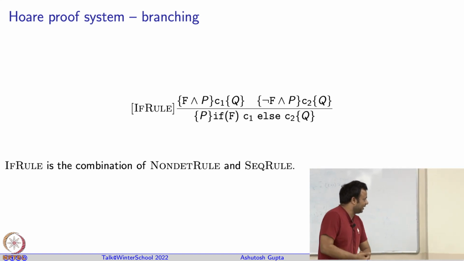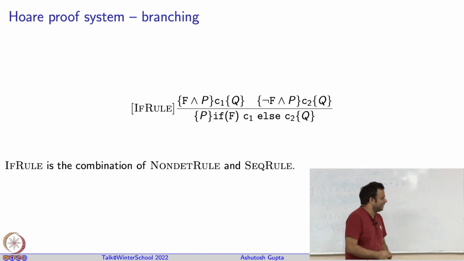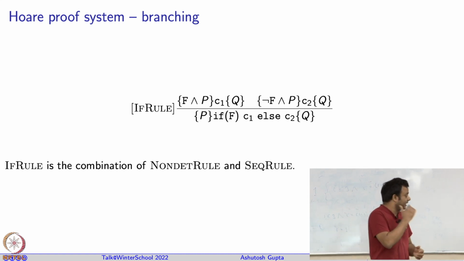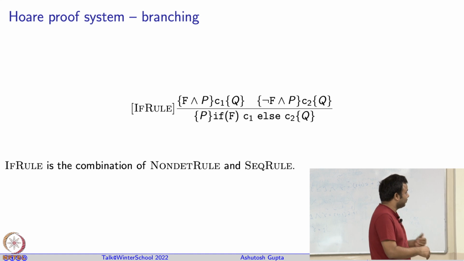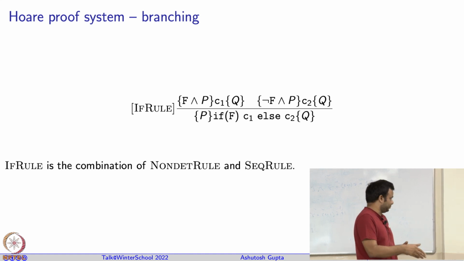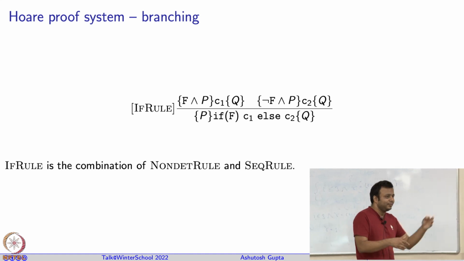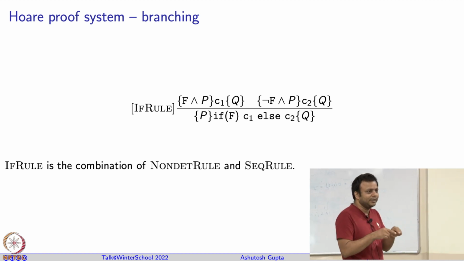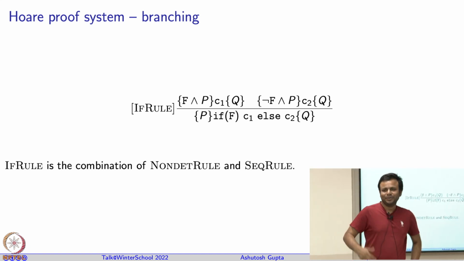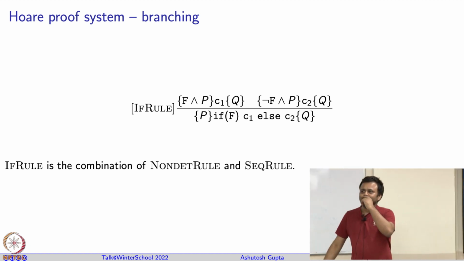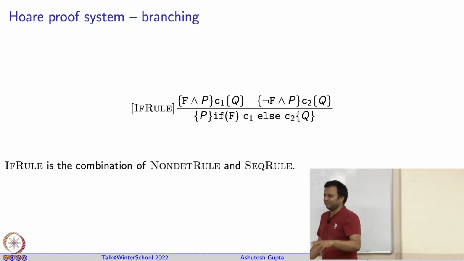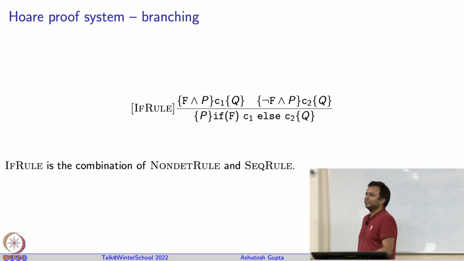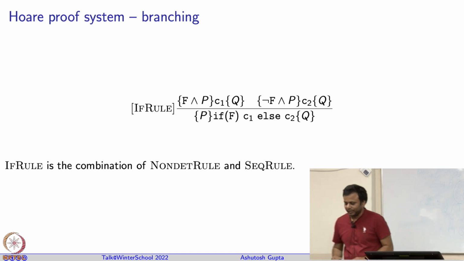So the if rule. Basically the if rule says that if you start with F and P, some formula P, and you land with Q, and if you start with not F and P, where F is the condition in the program, then let me finish this rule and flush the loop rule, and then I will finish.